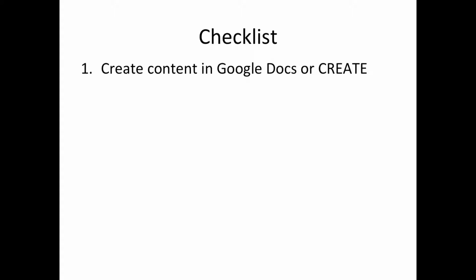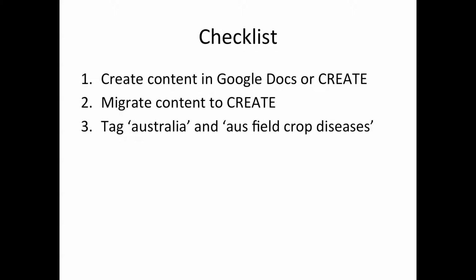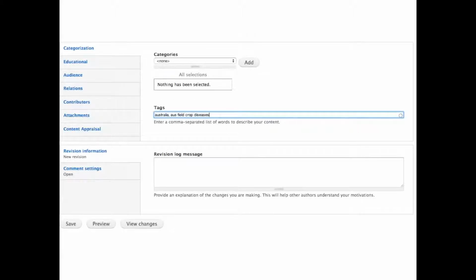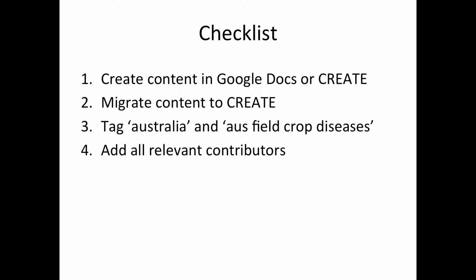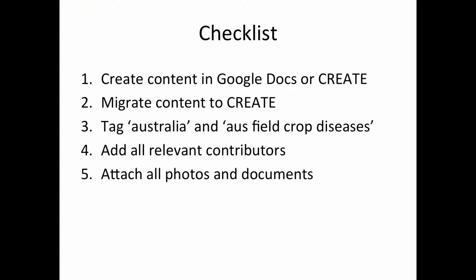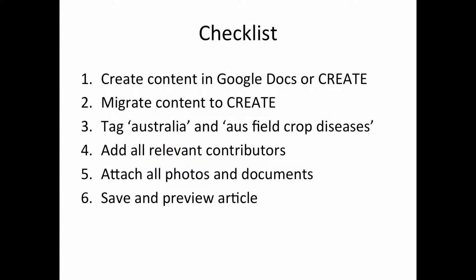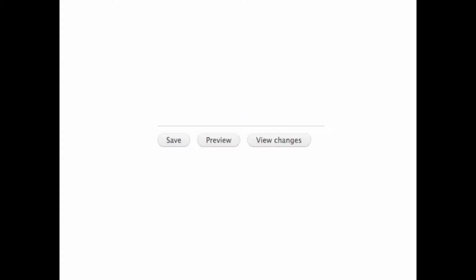In summary, please make sure you have completed the following steps when authoring content to be published on eXtension-AUS. Create the content in Google Docs or Create, and migrate the content to Create if you did it in Google Docs. Tag Australia and Oz Field Crop Diseases. Add all relevant contributors. Attach all photos and documents as files. Save and preview the article.